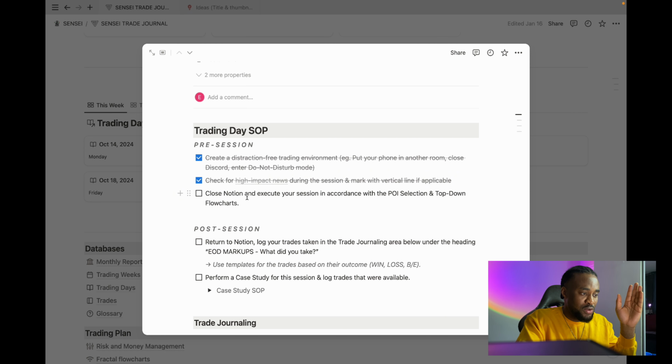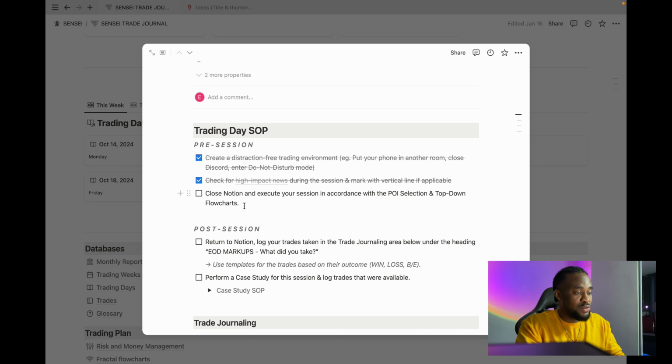The third is close Notion, execute your session in accordance with the POI selection and top-down flowchart. So I have a flowchart for my strategy of top-down analysis, what I look for, what I'm waiting for, the criteria that need to be met. That's what this whole thing is all about. I have also a POI selection criteria system. Selecting my supply or demand zones, I have specific things that I look for.